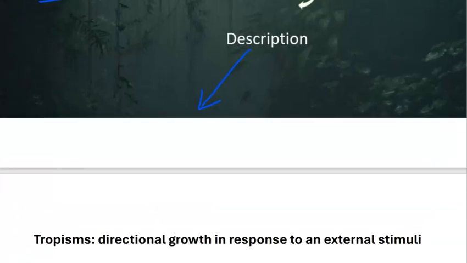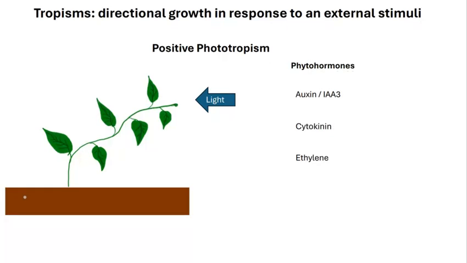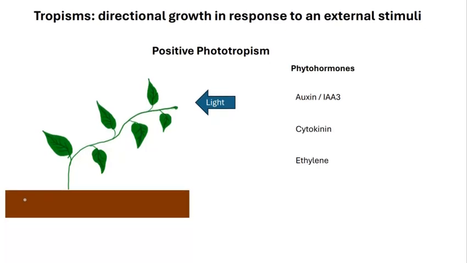So the first aspect of plant integration of systems we're going to look at is the phenomena of tropisms, which are directional growth in response to an external stimulus. And in particular, we're going to be looking at the concept of positive phototropism. Positive indicates that the plant is growing towards light.